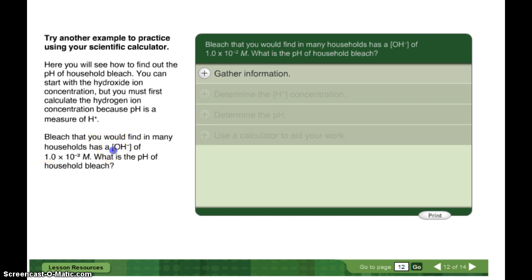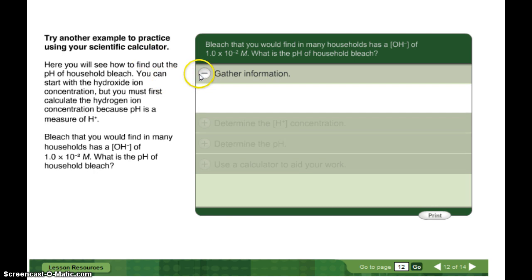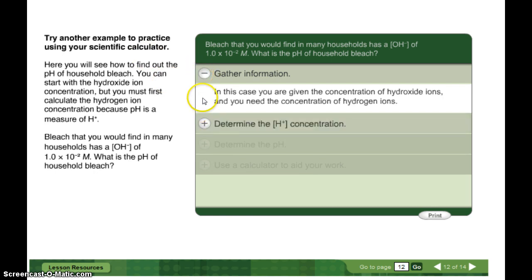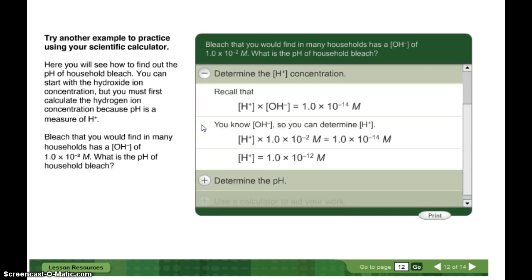Now remember, to do pH, we can't use concentration of hydroxide. We have to convert it to concentration of hydrogen ions. So again, write down the information. In this case, you are given the concentration of hydroxide ions, and you need the concentration of hydrogen ions. Determine the hydrogen ion concentration.